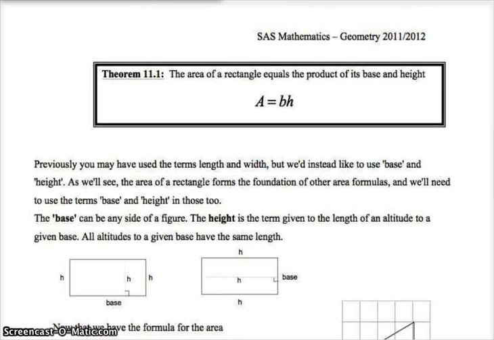Second page. Well, how do we calculate the area? What's the traditional formula, right? So we said it could be length times width. You might have seen that before. But for this book, and to be consistent with triangles and all different shapes, we're just going to call it a base and a height. So the area of a rectangle is base times height.